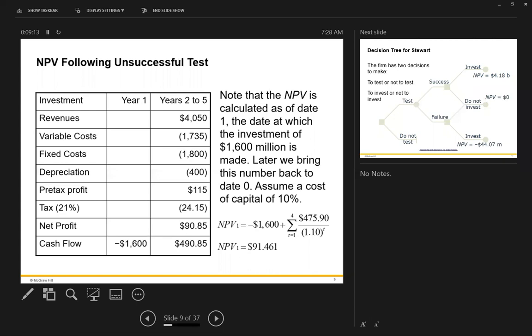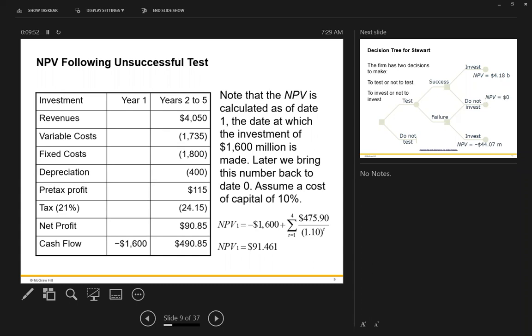Let's take a look at the net present value if the test is not successful. So the company comes up with these numbers. The initial investment is 1.6 million. Again, under this scenario, the company feels the revenues would be 4,050, variable cost 1,735, fixed costs are still 1,800. So you see how those variable costs decrease as the revenue projection is decreased. But fixed cost and depreciation remain constant.